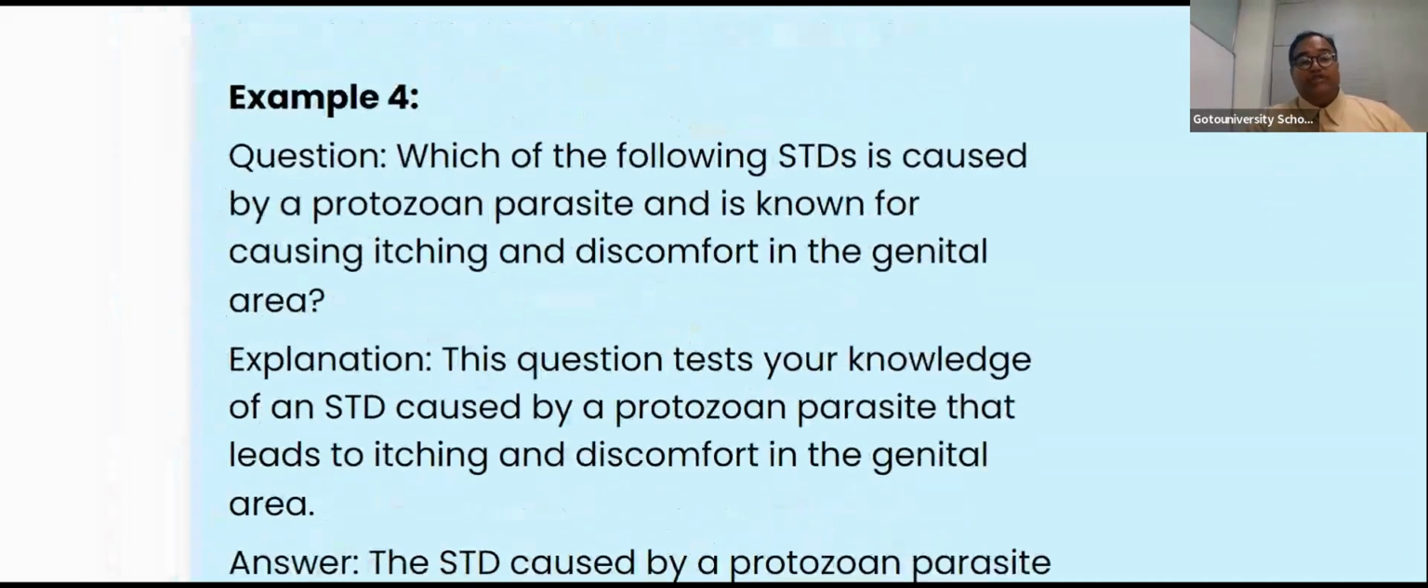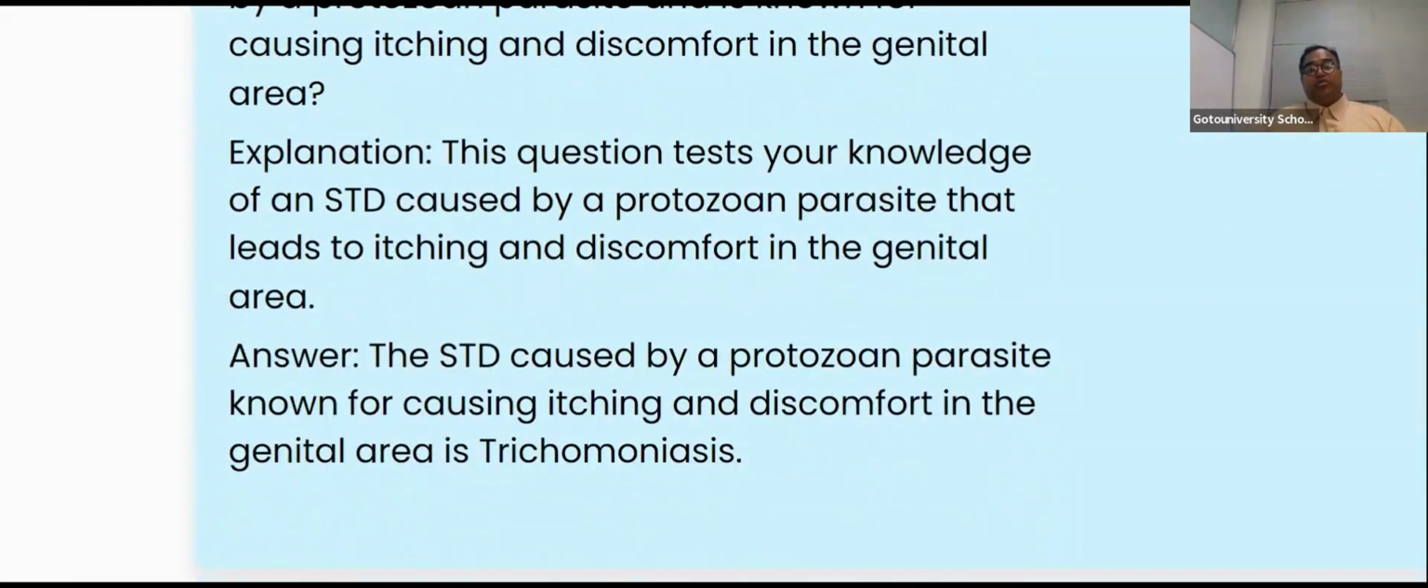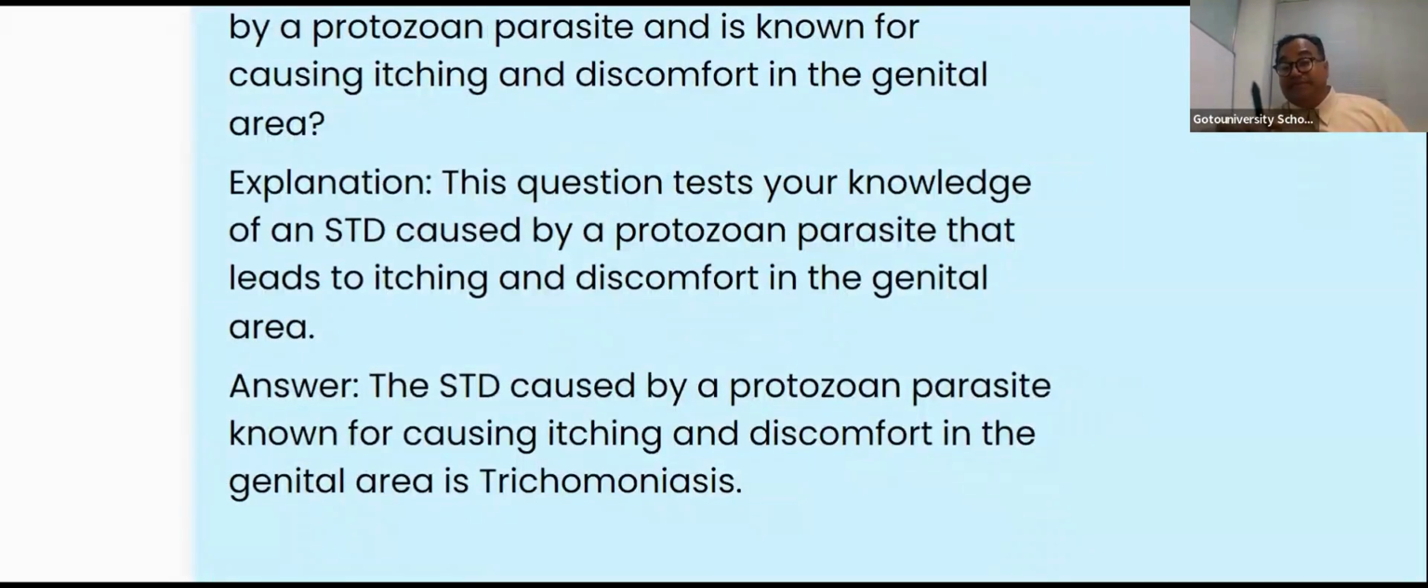Which of the following STDs is caused by a protozoan parasite? We know very well that protozoan parasites lead to itching and discomfort in the genital area, right? So this is trichomoniasis. The word given in the CBSE textbook is trichomoniasis; Trichomonas vaginalis is the species name, which they have not given in the CBSE textbook. We gave the genus name and species name, but not in the slide. I am saying it verbally for you. So I need to become a doctor.